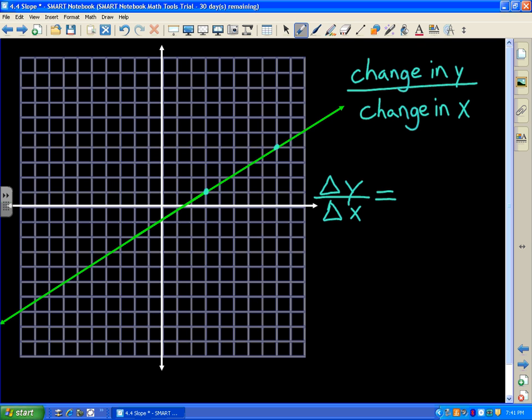Well, let's calculate the slope here. We have our 2 points, a change in y. The y-axis is the vertical axis, and the x-axis is the horizontal axis. So change in y, how far up or down does it go from one point to the next? Well, here would be 1, 2, 3. Since it goes up, that is a positive 3. We put that on top of our fraction.